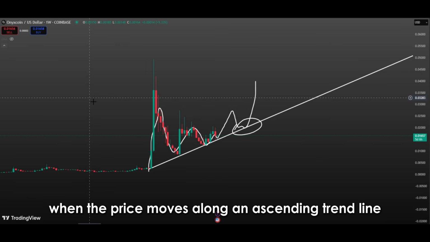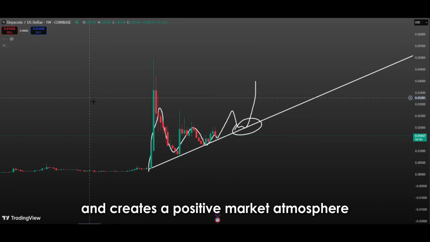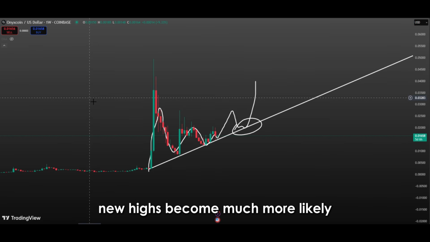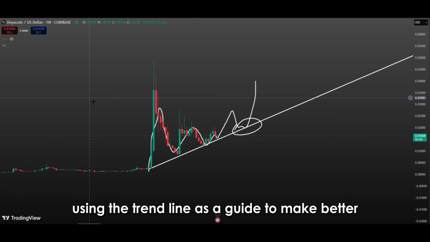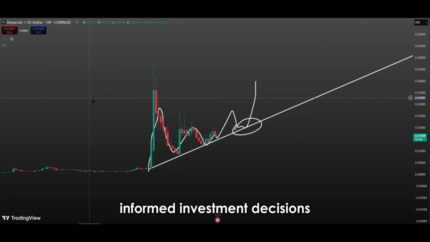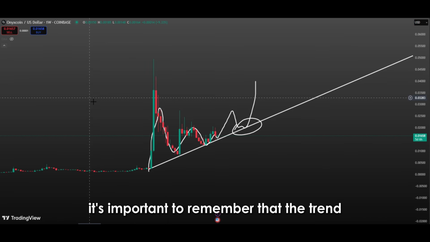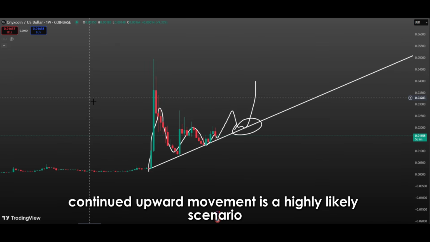In conclusion, when the price moves along an ascending trend line with consistent bounces, it forms a very positive structure, both technically and psychologically. This structure gives investors confidence, sustains buying pressure, and creates a positive market atmosphere. As long as the price remains above this line, new highs become much more likely. Therefore, when such a structure forms, investors should act carefully and strategically, using the trend line as a guide to make better informed investment decisions. Especially in volatile markets like cryptocurrencies, it's important to remember that the trend is your friend. As long as the price stays above the trend line, continued upward movement is a highly likely scenario.